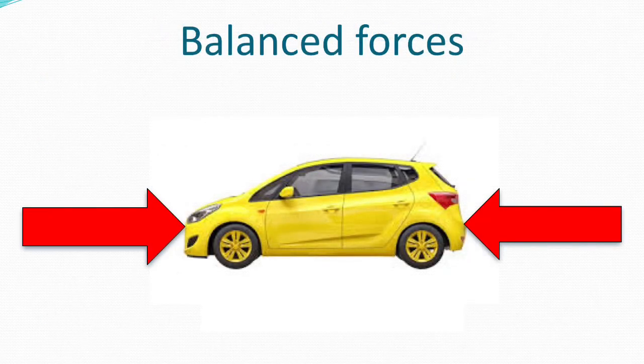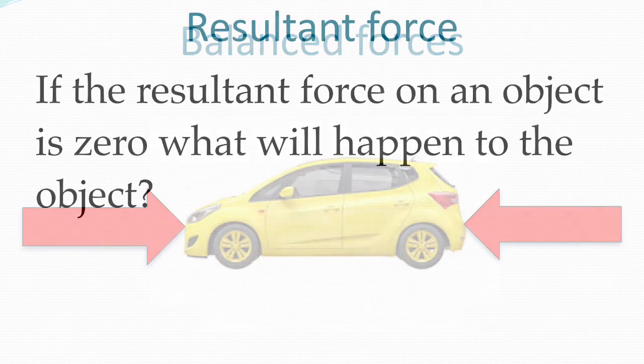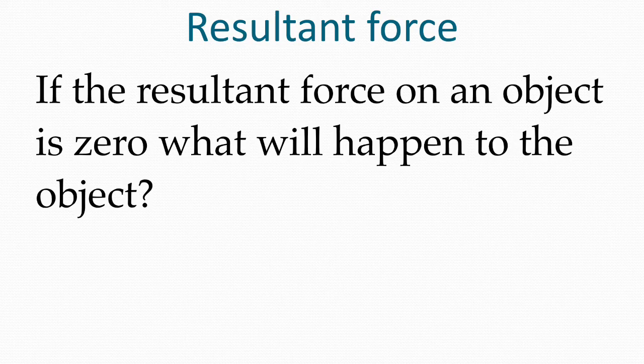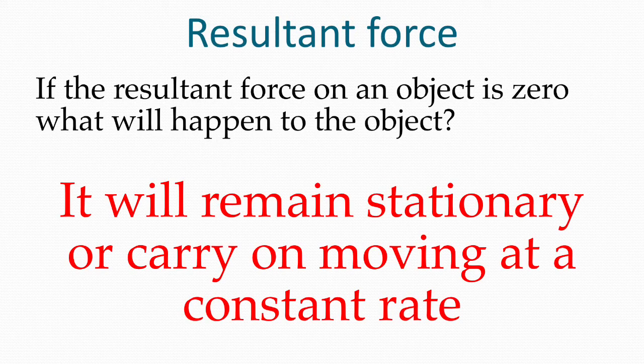We've already talked about Newton's first law and situations where forces on an object are balanced. So what can we say about the motion of an object if the resultant forces on it add up to zero? According to Newton's first law, if the resultant forces on an object are zero, it will remain at rest or it will carry on in a state of uniform motion.